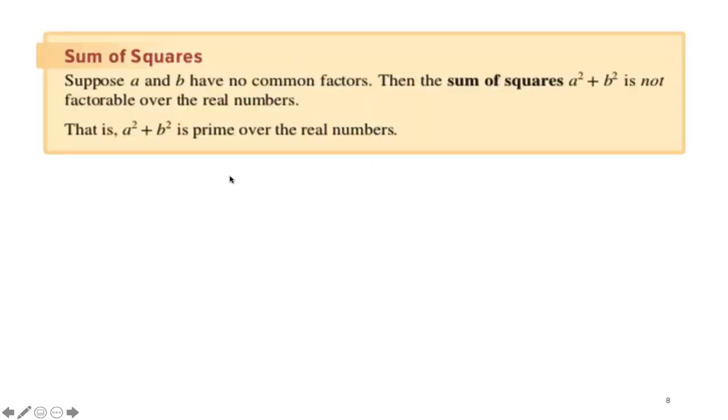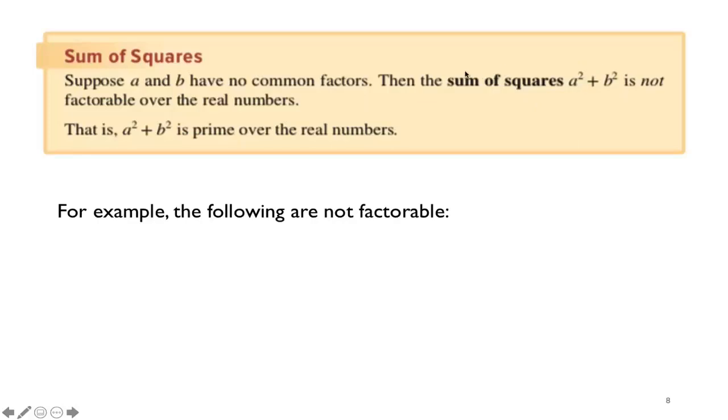As I mentioned just now, when a and b have no common factors, the sum of squares is not factorable. In other words, a squared plus b squared is prime. For example, x squared plus 9. It looks like this might be factorable, and this is a square and this is a square, but when you have an addition between them, we can't factor that. Similarly, this is a perfect square, this is a perfect square, but this is a sum, so we cannot factor it. Similarly here, these are perfect squares, but we can't factor that either.